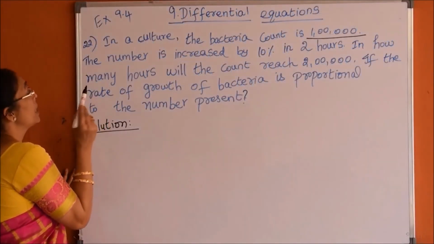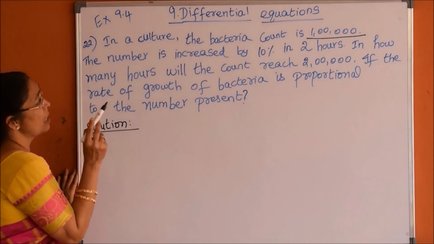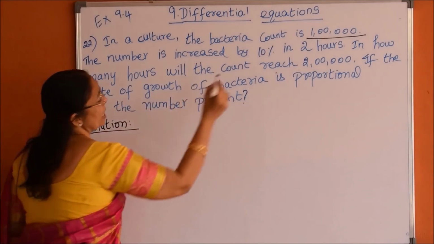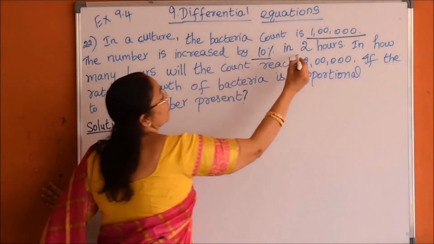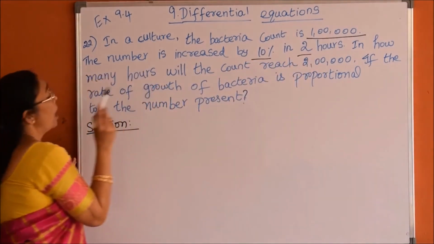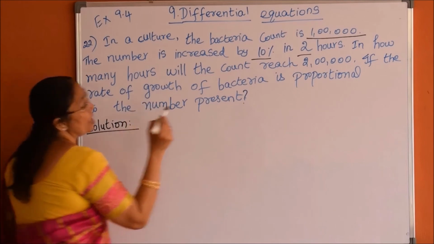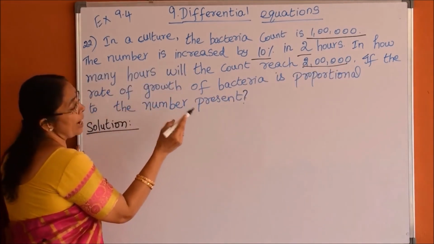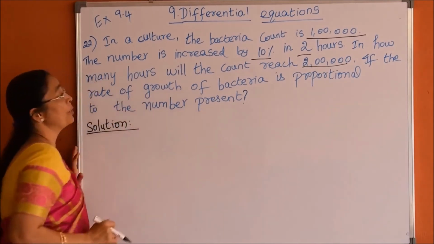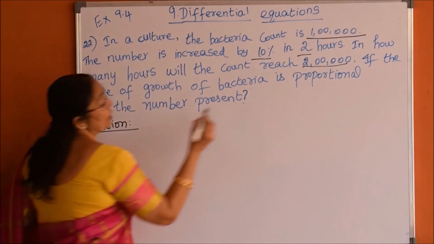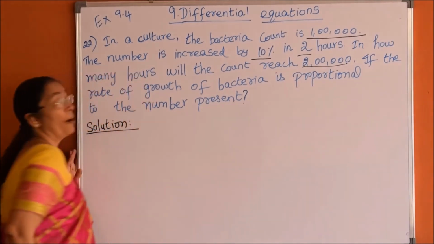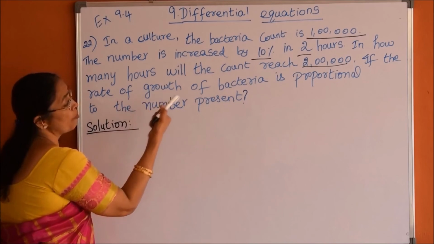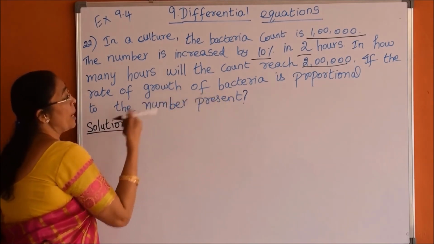22nd problem. In a culture, the bacteria count is 1 lakh. The number is increased by 10% in 2 hours. In how many hours will the count reach 2 lakhs if the rate of growth of bacteria is proportional to the number present? So, this last statement will help us to form the differential equation. It is given that rate of growth of bacteria is proportional to the number present.